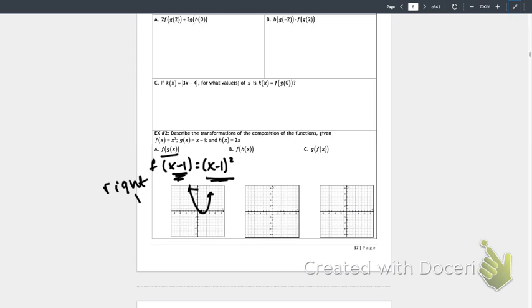All right, f of h of x. Into the x on the f function, you're going to be plugging in 2x. So you're replacing f of x and making it become f of 2x. So that means that you've got a horizontal compression by 1/2.